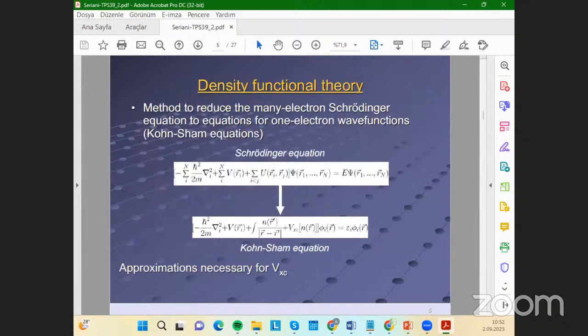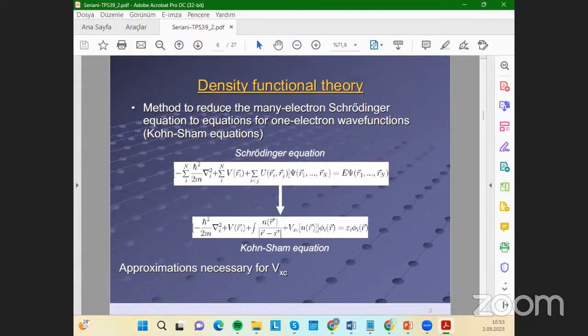And it's not possible to directly solve the many-electron Schrödinger equation, which is actually the level of theory we would like to apply. So that's why we employ density functional theory, which basically allows us to recast this many-electron problem into an effective one-electron problem. So we move from the many-electron Schrödinger equation to an equation, the Kohn-Sham equation, which has the form of a one-electron equation. You see the wave function now depends only on the coordinate of one electron.